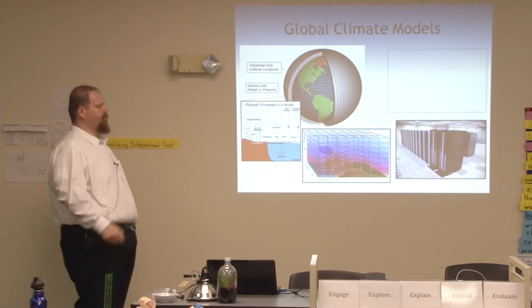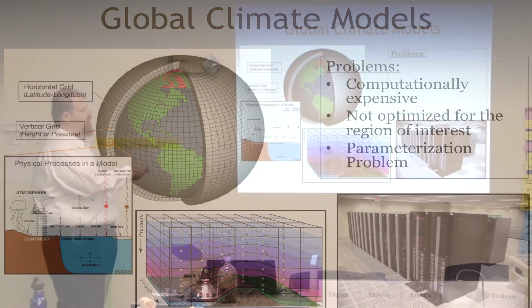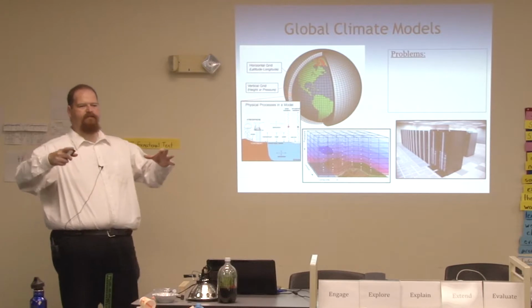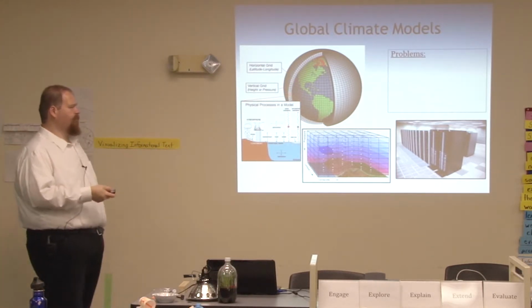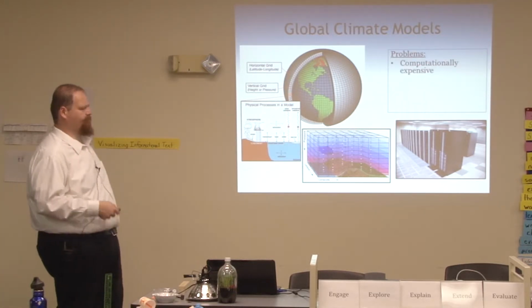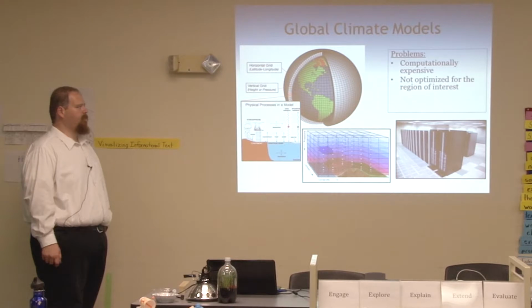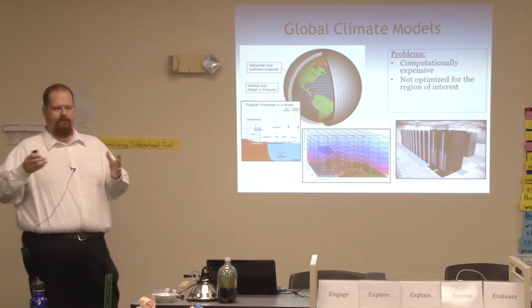I don't want to bore you too much with the global climate modeling, but obviously we have to be able to model all this stuff. So we take the climate system and we put it on some type of grid. We represent large areas of the Earth in computer models, and we solve thousands of lines of mathematical relationships, and it's very computationally expensive. Global models tend not to be optimized for regions of interest, so they're kind of broad scale.